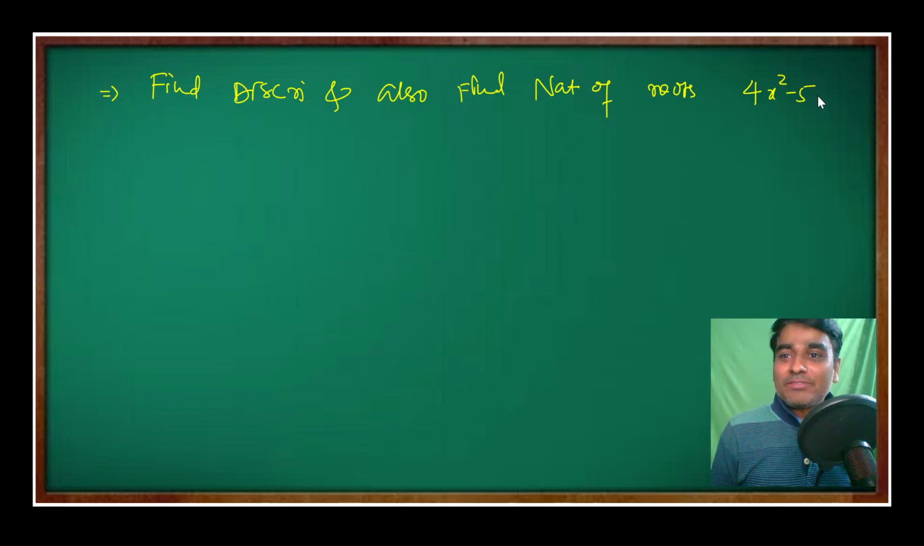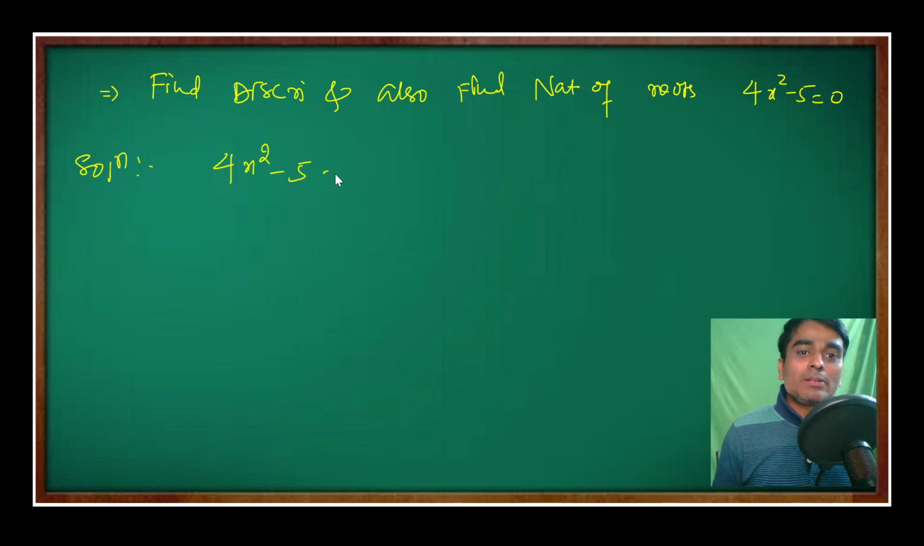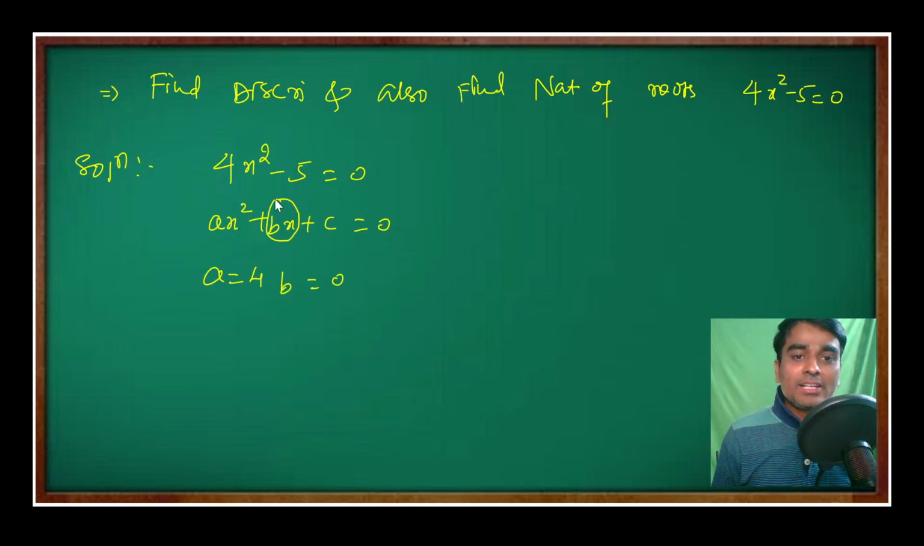4x square minus 5 equal to 0. This is your quadratic equation, right? So how will you proceed? Solution. First write the quadratic equation, 4x square minus 5 equal to 0. Below this write the standard form, ax square plus bx plus c equal to 0. Find out what is a: 4. What is b? 0, because this term is not there at all. And c equal to minus 5.